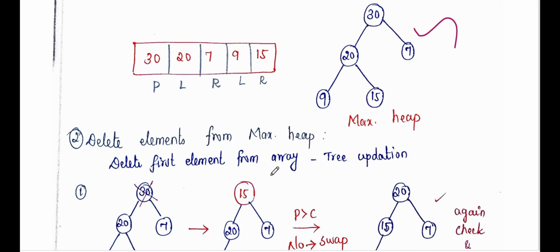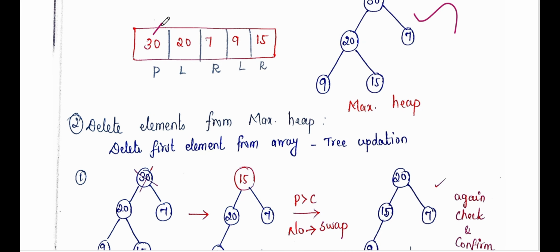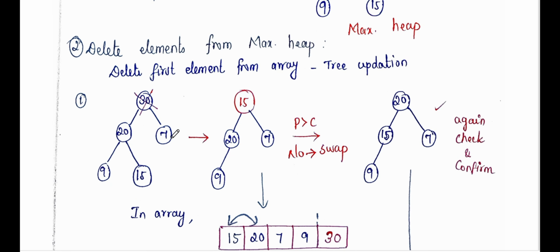Okay, delete the first element from the array, and see how to update the tree. So what is the first element in the array? That is 30, right? So this is the tree structure. We now remove this element 30 from this tree. Then update it with the last element. Okay, we will delete the first element from the array, that means the first element in the tree, and then add the last element in that deleted portion.